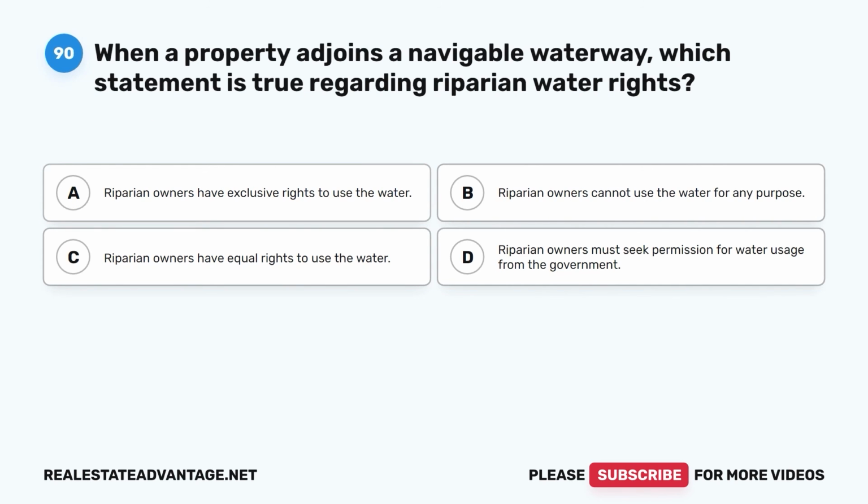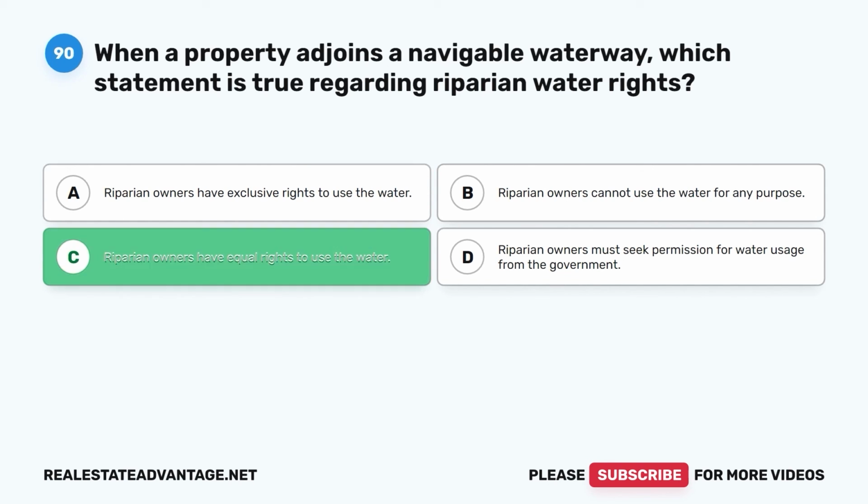Question 90. When a property adjoins a navigable waterway, which statement is true regarding riparian water rights? A. Riparian owners have exclusive rights to use the water. B. Riparian owners cannot use the water for any purpose. C. Riparian owners have equal rights to use the water. D. Riparian owners must seek permission for water usage from the government. The correct answer is C.